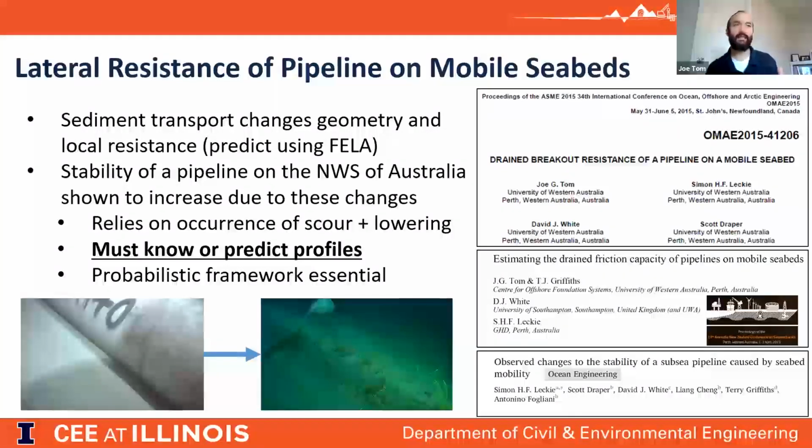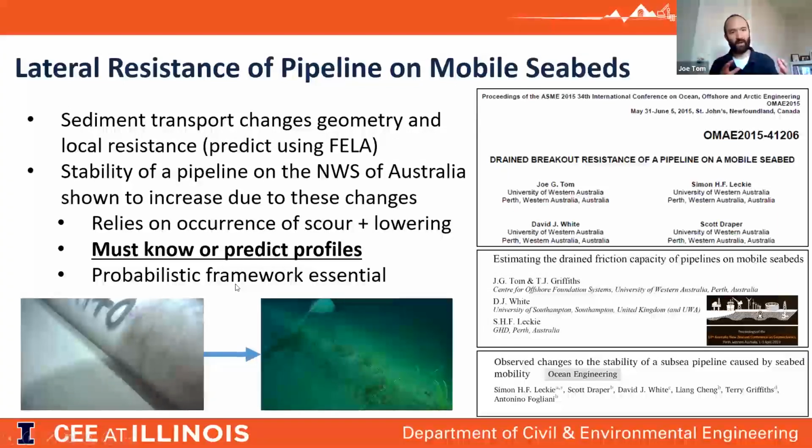That doesn't necessarily mean that if you go to a place that has a different type of sediment or different metocean conditions, the same mechanisms will prevail, and you may not get these increased embedments and stability. So we have to know or predict how quickly and what type of profiles will evolve after installation if we want to be able to account for this in design. And this is really where a probabilistic framework fits in.